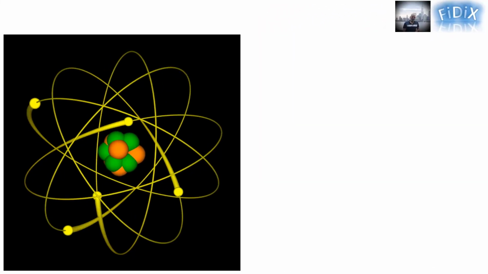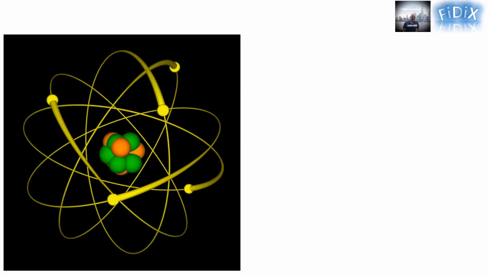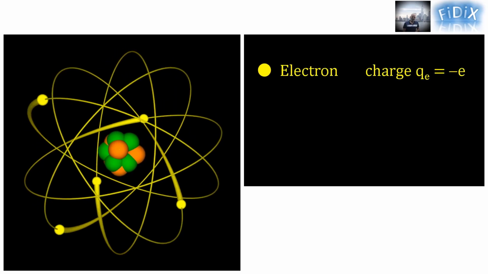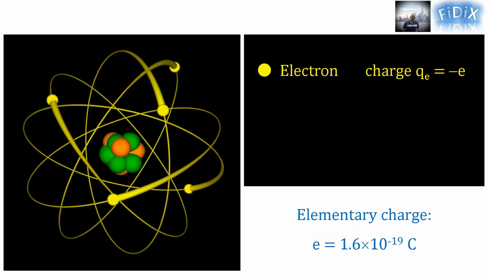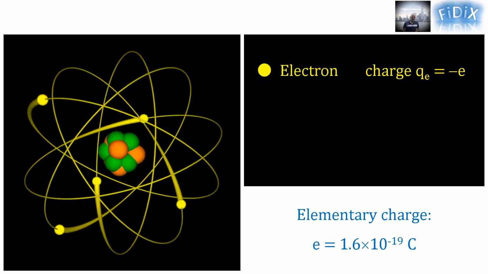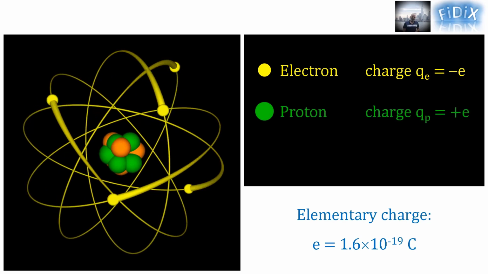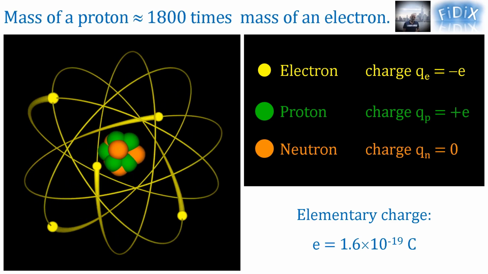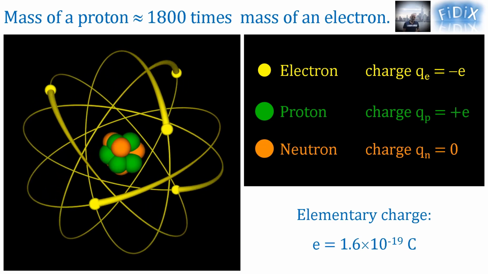We know that matter is made up of extremely small particles called atoms. Every atom is composed of a nucleus surrounded by electrons carrying each a negative charge equal to minus e, where e is the elementary charge and is equal to 1.6 times 10 to the minus 19 coulomb. The nucleus is made up of protons carrying each a positive charge equal to plus e and neutrons that have no net charge. Protons are about 1800 times more massive than electrons and are not as mobile as the electrons.